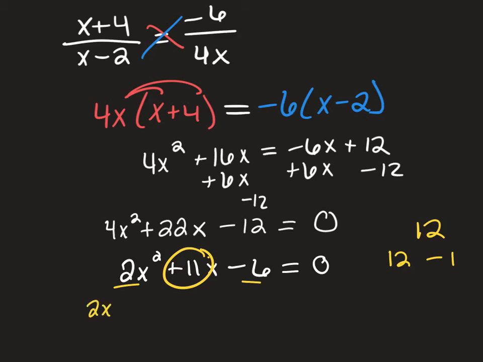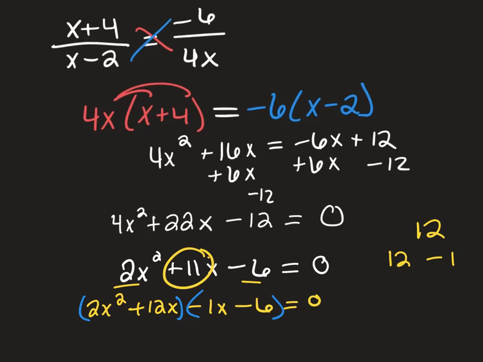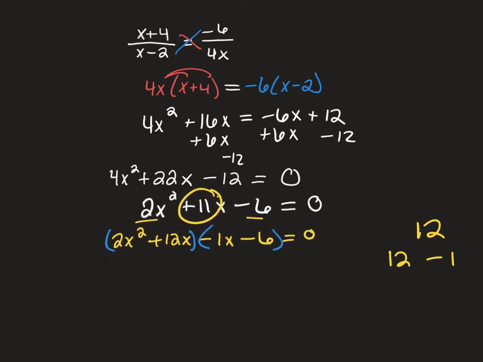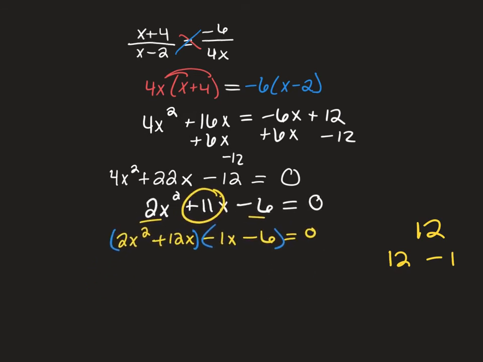So we get 2x squared plus 12x minus 1x, and then minus 6. So then we group those two, and then we group the second two. So then we pull out greatest common factors from each group.